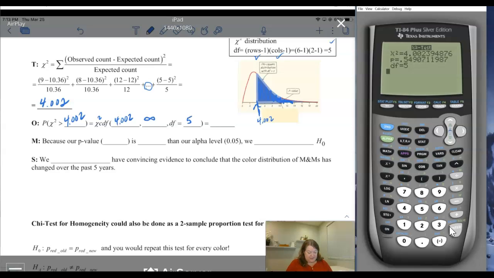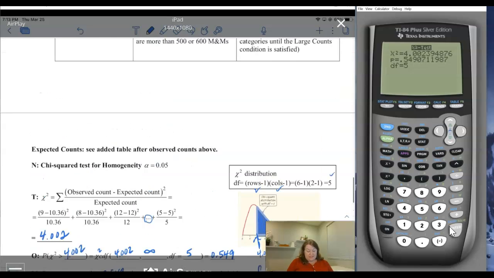And they are telling me on my screen that that should be a probability amount of 54.9%. So because our p-value, which is 0.549, which is huge, is greater than our alpha level of 0.05, we fail to reject. So this is all the same, right? Fail to reject H0. That means we do not have convincing evidence to conclude that the color distribution has changed. Seems like from my numbers 5 years ago, we're still pretty much using the same color distribution that they were 5 years ago to now. So there is our conclusion.